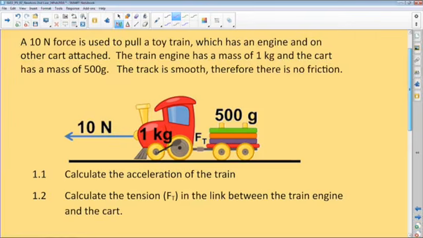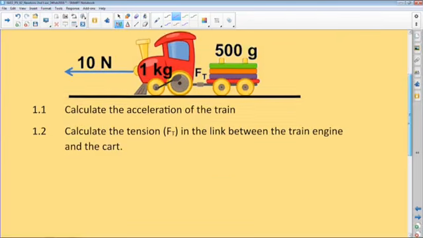First question. A 10 Newton force is used to pull a toy train, which has an engine and another cart attached. The train engine has a mass of 1 kilogram and the cart has a mass of 500 grams. The track is smooth, therefore there is no friction. Okay, that's really good to know. The track is smooth, so there's no friction. So let's have a look at the information that we've got.